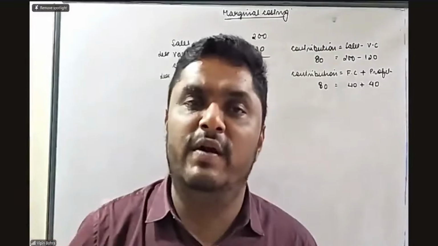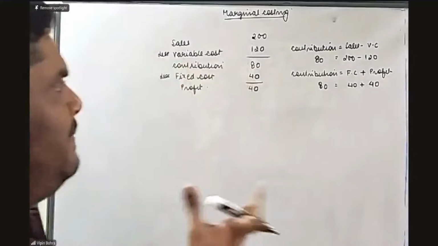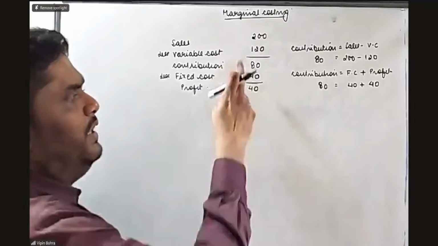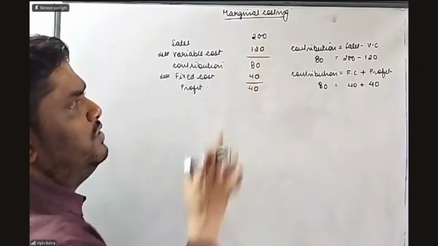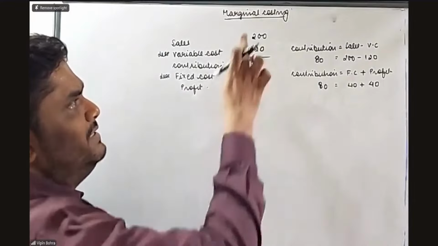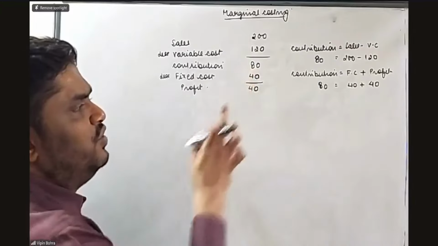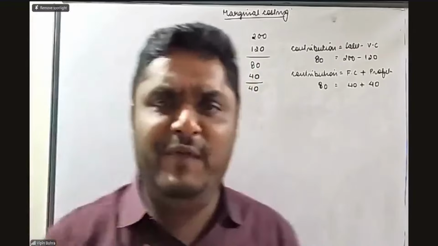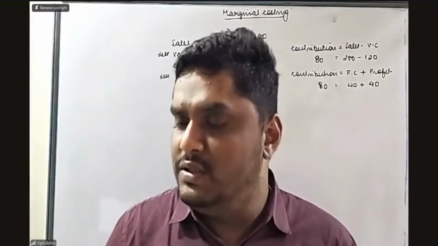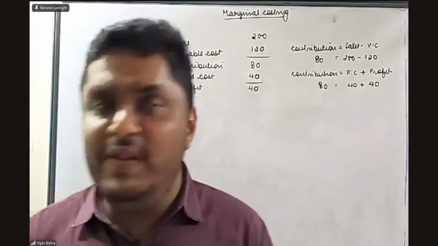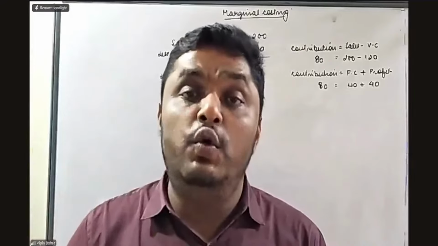So in short, the formula for contribution is what? Fixed cost plus profit. So you should be able to frame these equations: contribution minus profit is equal to fixed cost, sales minus contribution is equal to variable cost, contribution minus fixed cost is profit. So these are the 5 terms you should learn thoroughly. So this is all about marginal costing. Now let's start with the first question, what the examiner generally asks.